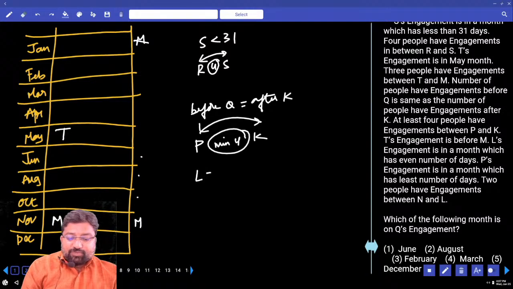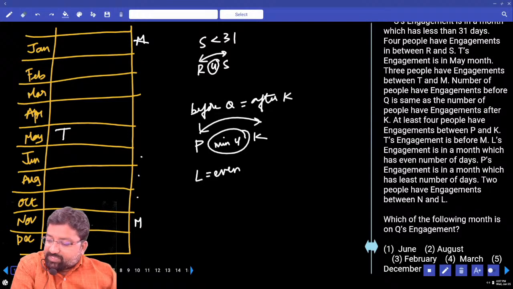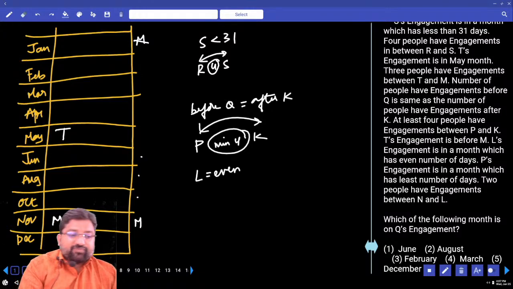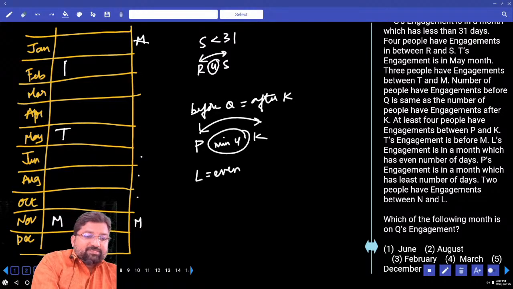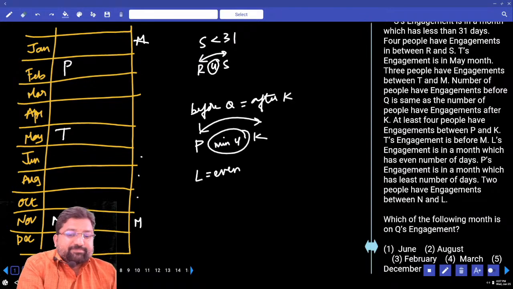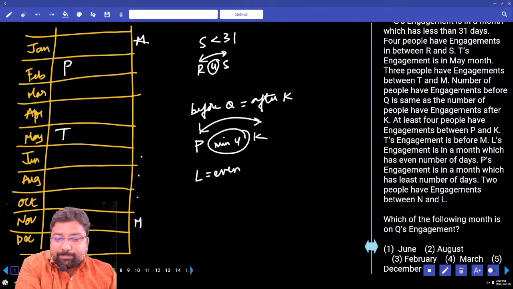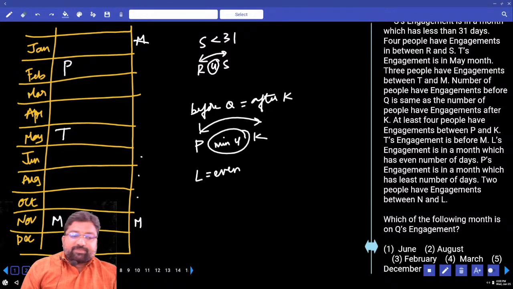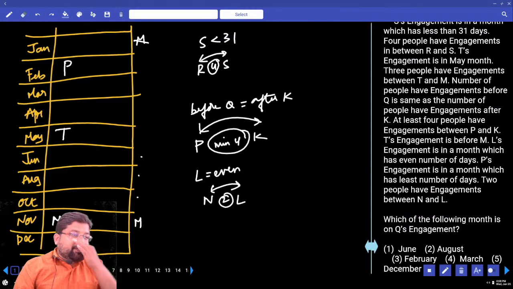L equals what? Even number of days. Next, P's engagement is in the month which has the least number of days. Next, 2 people have engagements between N and L. In between N and L, how many persons? 2 persons. So this is what I have here.